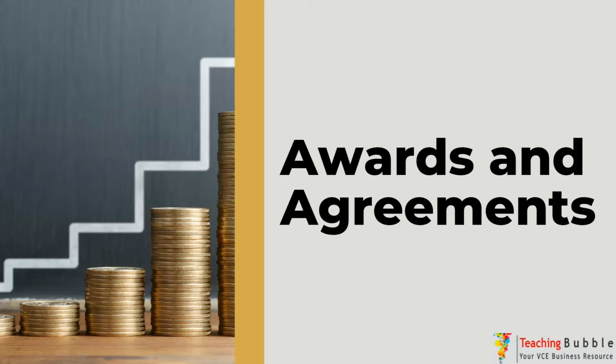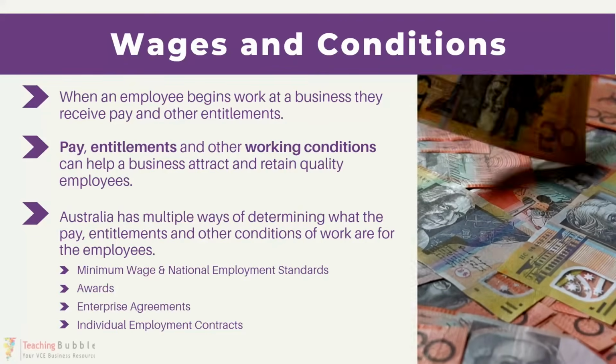Specifically, look at ways in which employee wages and conditions of employment are determined. The two main methods of doing this that are in our study design are what are called awards and agreements.